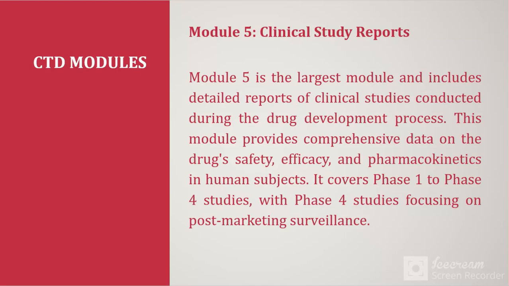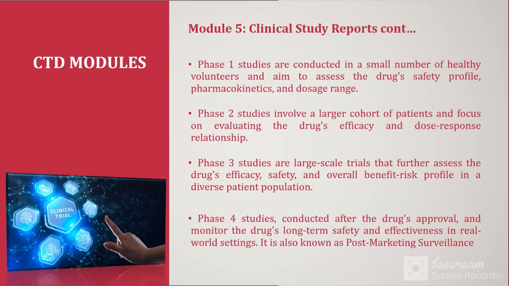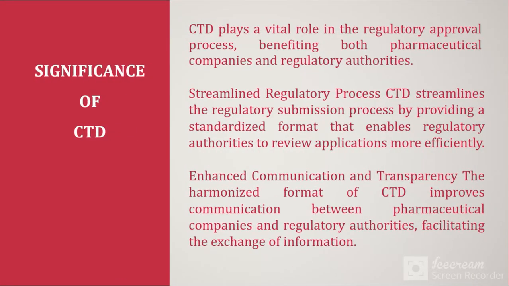Phase 1 studies are conducted in a small number of healthy volunteers and aim to assess the drug's safety profile, pharmacokinetics, and dosage range. Phase 2 studies involve a larger cohort of patients and focus on evaluating the drug's efficacy and dose-response relationship. Phase 3 studies are large-scale trials that further assess the drug's efficacy, safety, and overall benefit-risk profile in a diverse patient population. Phase 4 studies, conducted after the drug's approval, monitor the drug's long-term safety and effectiveness in real-world settings. It is also known as post-marketing surveillance.